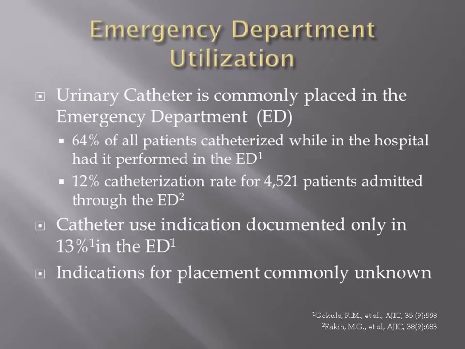So from an emergency department utilization standpoint, the urinary catheter is placed very, very often in the emergency department. So here's some statistics. 64% of all patients catheterized while in the hospital had it performed in the emergency department. And in another study, there was a 12% catheterization rate for over 4,000 patients that were admitted through the emergency department. So more than 1 in 10 in the ED get catheterized. And of this, only 13% of those that receive the catheters have the indication documented in medical records, and quite often the catheter is placed for unknown reasons.